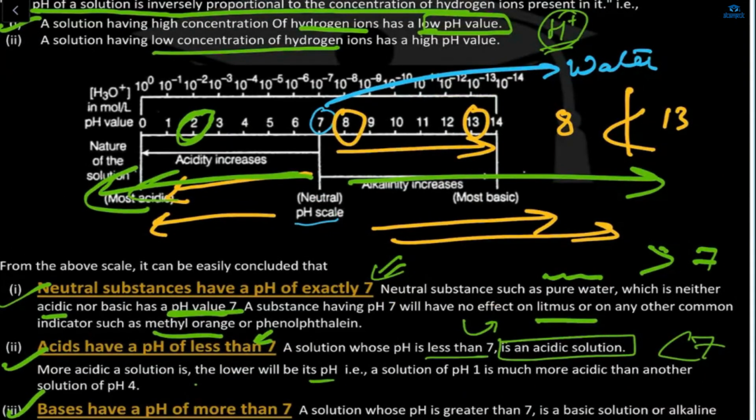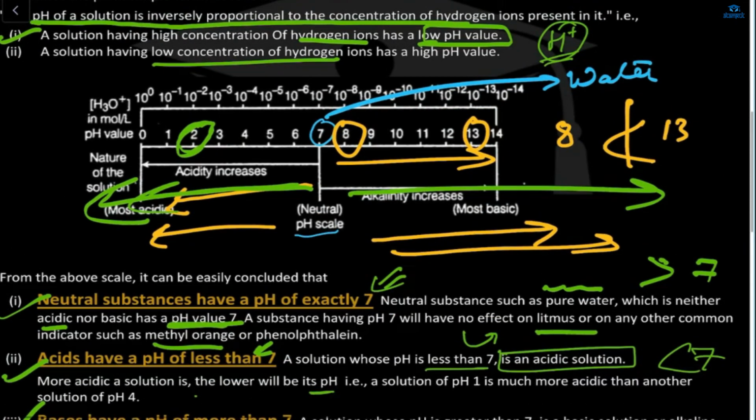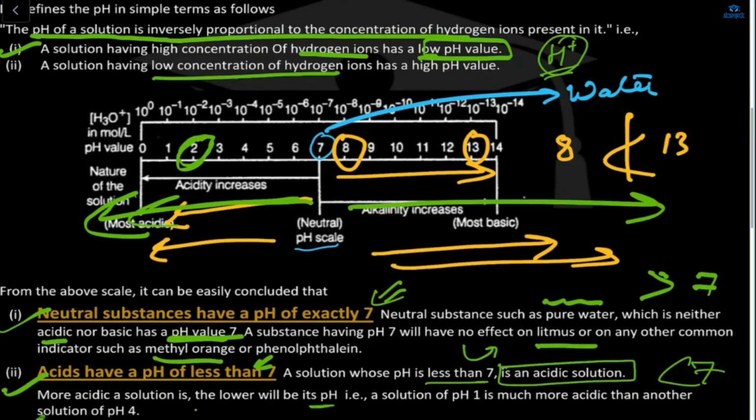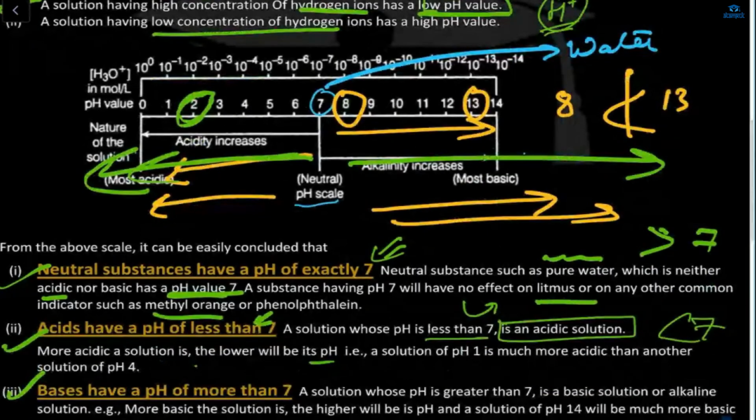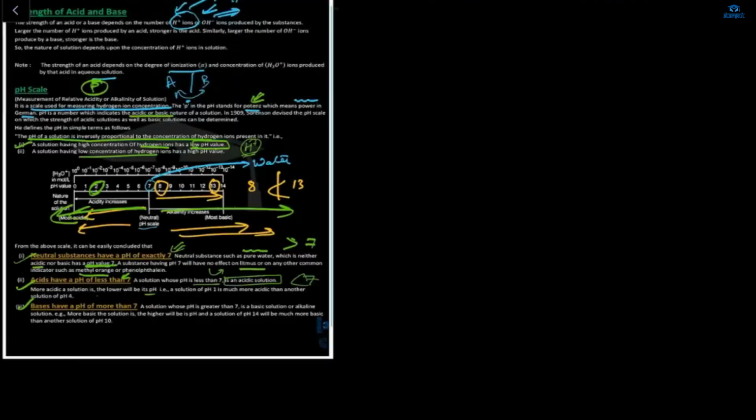Getting it now, Ria? Yes, ma'am. So if the pH value is more than 7, Ria, is it acidic or basic? Ma'am, can you repeat the question? A pH value which is more than 7, is it acidic or basic? Basic. So why are you confused? It's basic, right? More than 7 means basic, less than 7 means acidic, and at 7, it is neutral, and that's water.